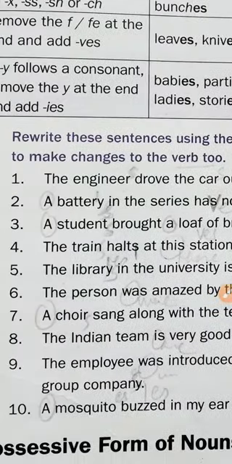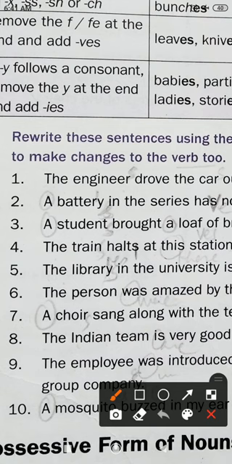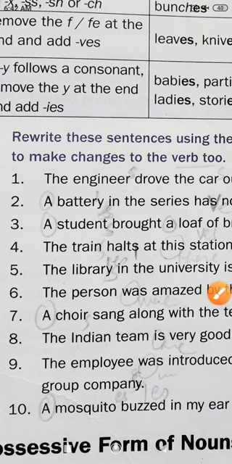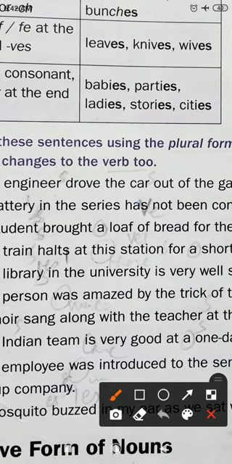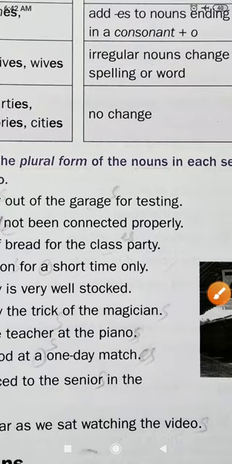Okay, in second number, a battery in the series has not been connected properly. In this sentence, students, we should remove a, because a belongs to the singular nouns. In place of battery, we remove y and add ies: batteries in the series. In place of has, we add have, H-A-V-E: have not been connected properly.